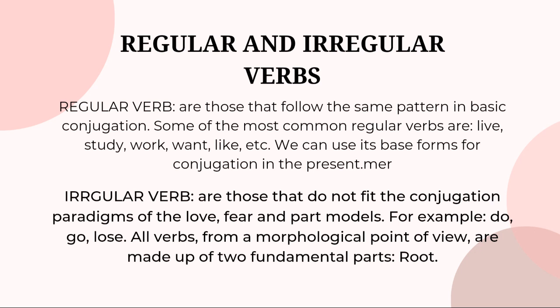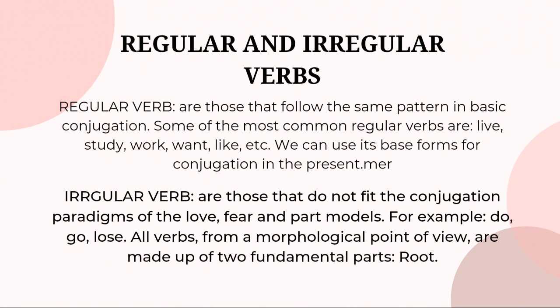Regular verbs are those that follow the same pattern in basic conjugation. Some of the most common regular verbs are live, study, work, want, like, etc. We can use their base forms for conjugation in the present. Irregular verbs are those that do not fit the conjugation paradigms of the love, fear, and part models. For example, do, go, lose. All verbs, from a morphological point of view, are made up of two fundamental parts, root.